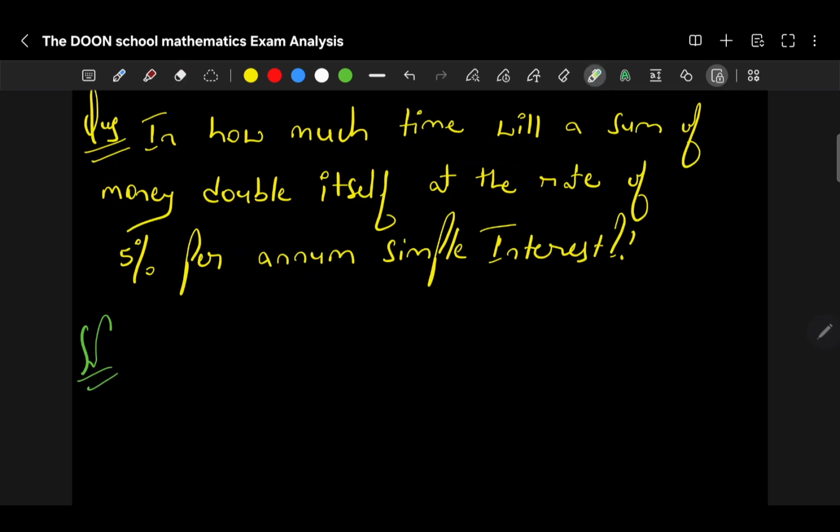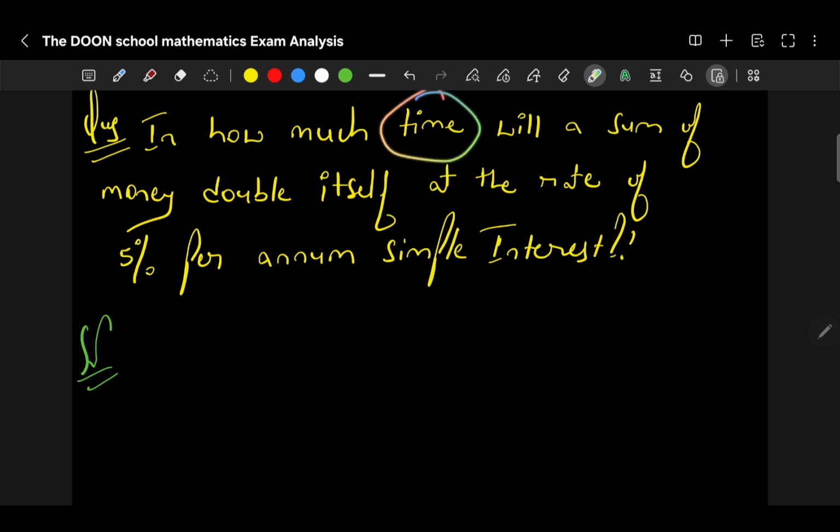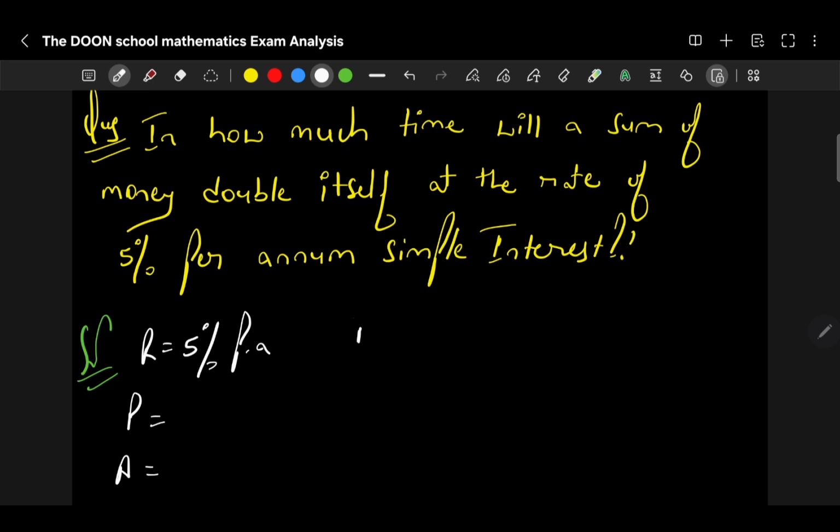In the next question, they asked in how much time a sum of money will double itself at the rate of 5% per annum simple interest. So at the end, what do we have to find? We have to find the time period, and only the rate of interest is given. The rate of interest is given as 5% per annum. Principal is not given, amount is not given. We have to find out the time. They have not even asked what the principal and amount will be. We have to just answer what the time is.